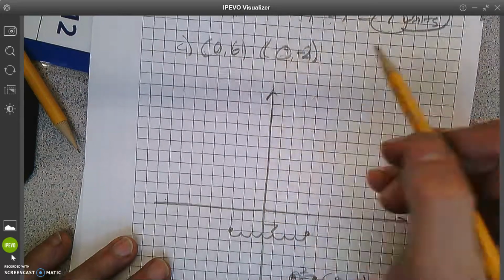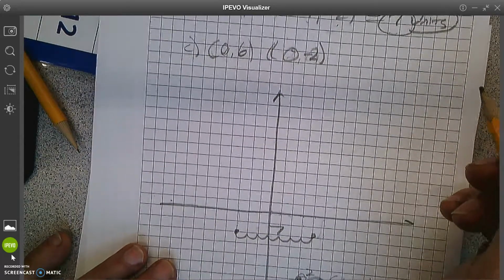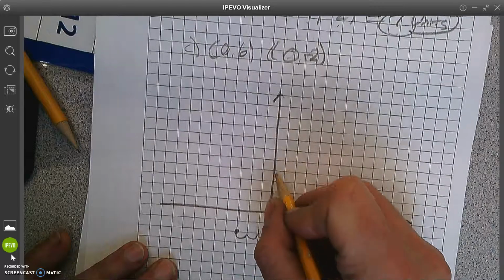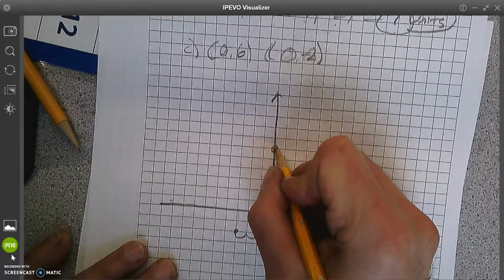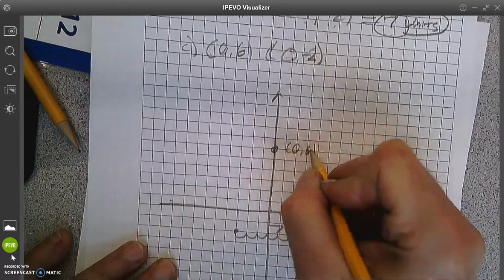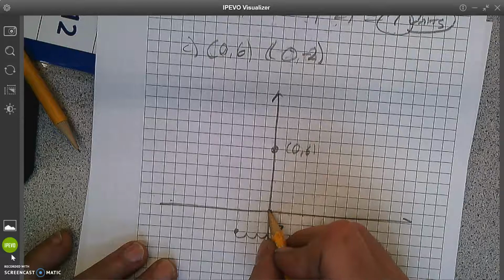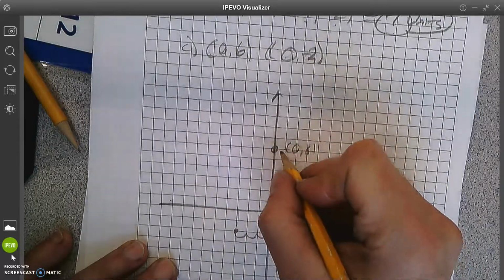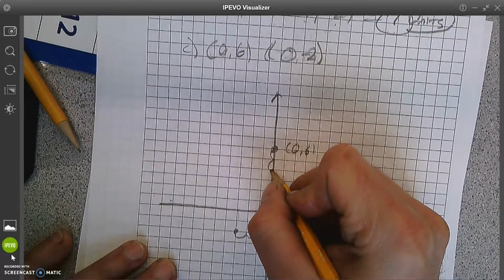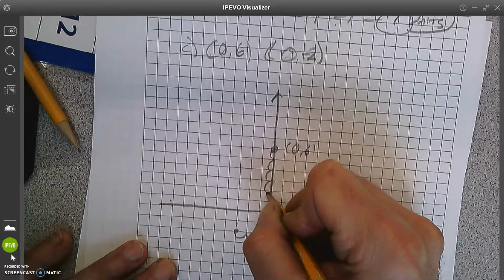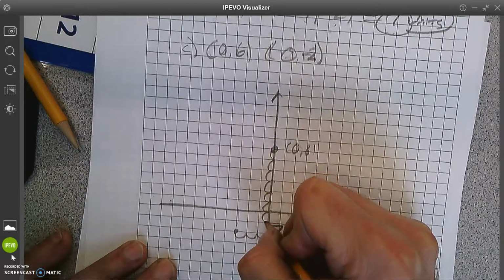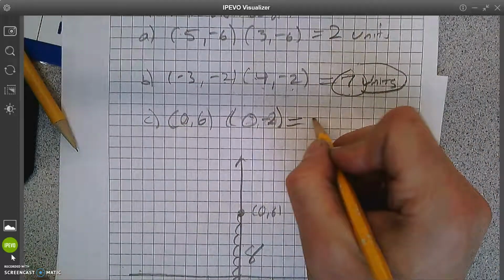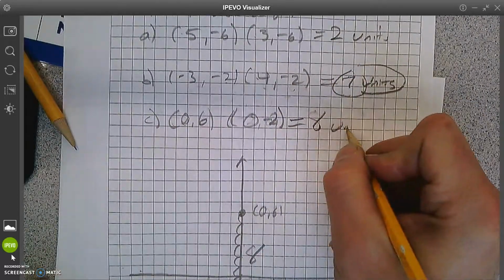0, 6, and 0, -2. Go. All right, 0, 6. 1, 2, 3, 4, 5, 6. Bam. That's 0, 6. 0, -2. I'm not going left to right. I'm just going down. 2 right here. So now count. 1, 2, 3, 4. Do this with me. 5, 6, 7, 8. 8 spaces. 8 units. There we go.